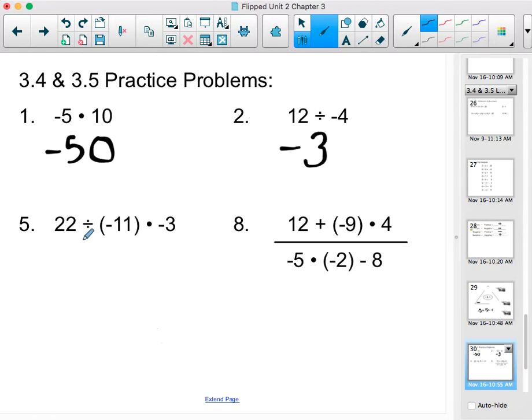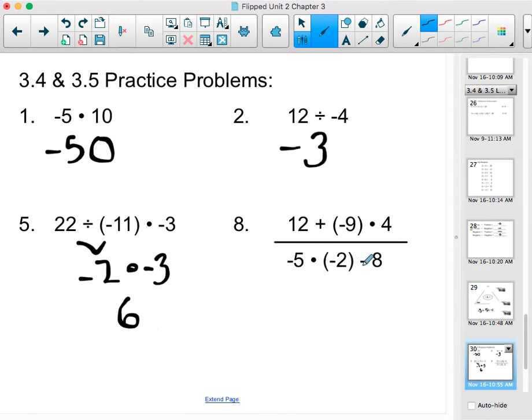And we'll do number 5. This is an order of operations problem because we have multiple steps going on. We're going to start with division first because that's what's coming first here. 22 divided by -11. A positive divided by a negative is -2. Now we're going to multiply that by -3. A negative times a negative is a positive, so -2 times -3 is +6.